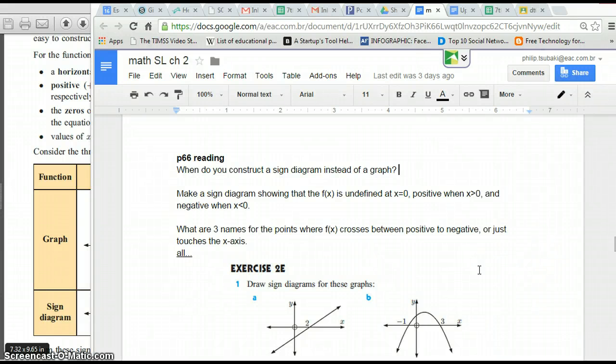This is a sample lecture for the section that we just looked at. I'm just going to go through the questions here that I asked you. When do you construct a sign diagram instead of a graph?